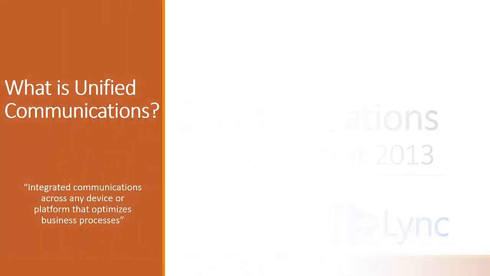Now to get started, let's talk about what UC is. So what is unified communications? Well, one definition that I like describes it as integrated communications across any device or platform that optimize business processes. Now while there are many components of unified communications, I believe they can all be broken down into the 6 most common areas. Let's take a look.